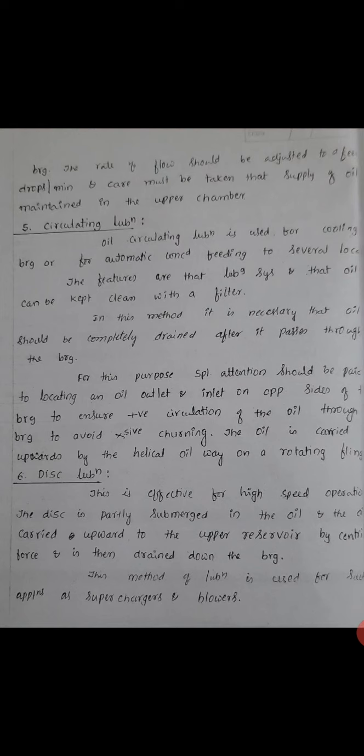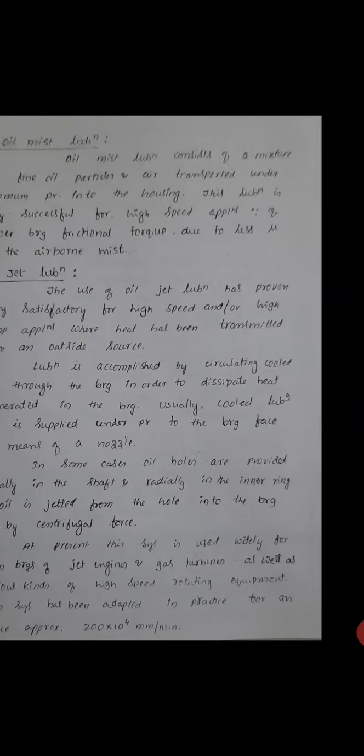Circulating lubrication. Oil circulating lubrication is used for cooling bearings and automatic feeding to several bearings. The feature of this lubrication is that the filter keeps the oil clean. Disc lubrication is effective at high speed operation. The disc is partly submerged in oil, which is carried upwards by the help of centrifugal force and drained down on the bearing.